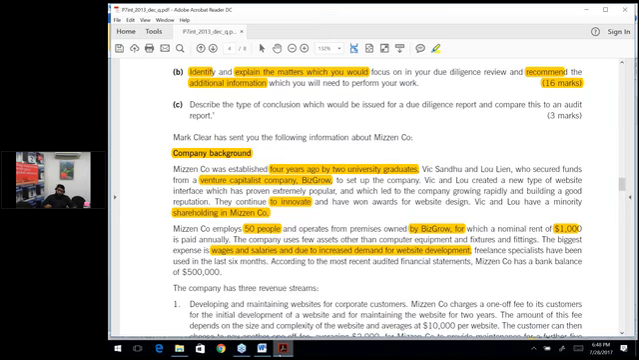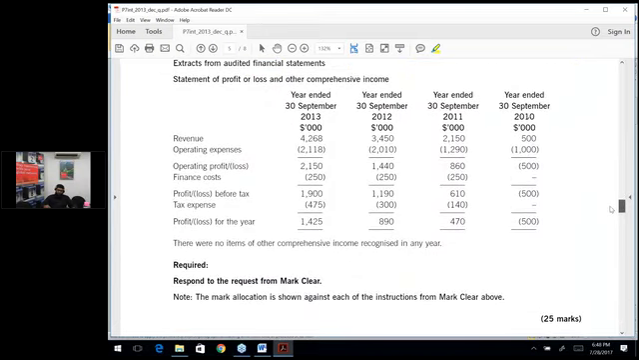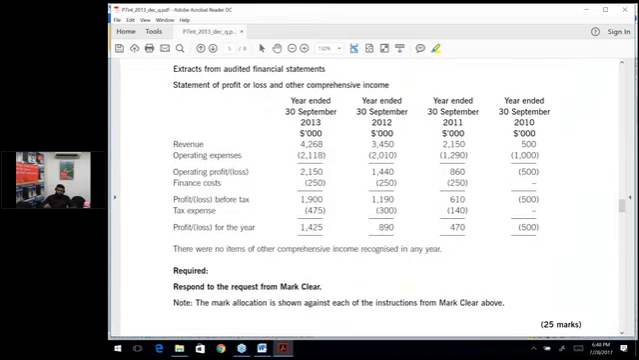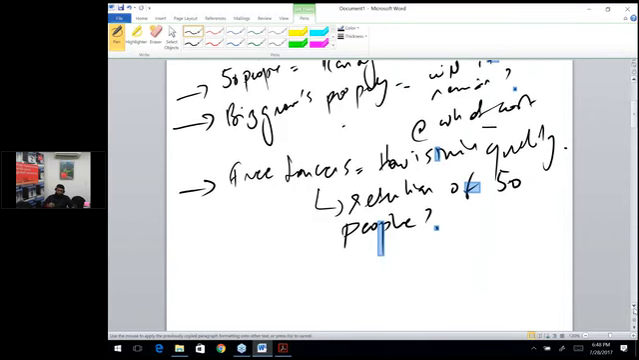Now next. It says, according to the most recent statements, Mizzen has a bank balance of $500,000. Apparently the entity has a bank balance of $500,000, which is a low bank balance. If you look at this financial statement, you would figure out that the entity's revenue is growing over a period of time. You could see from 2010, 11, 12, 13 that the revenue is growing. So it's actually the sales which are growing.